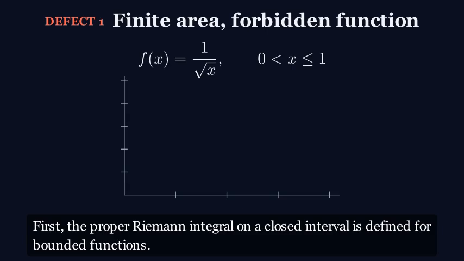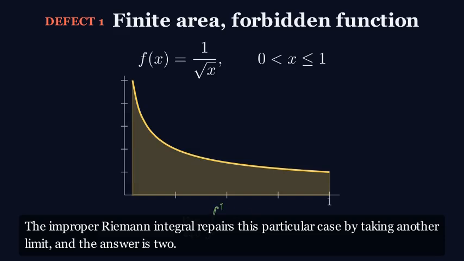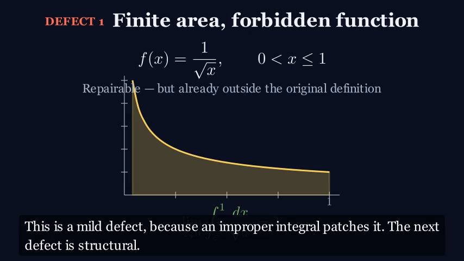First, the proper Riemann integral on a closed interval is defined for bounded functions. But 1 over the square root of x is unbounded near 0 and still encloses finite area. The improper Riemann integral repairs this particular case by taking another limit. And the answer is 2. This is a mild defect because an improper integral patches it. The next defect is structural.